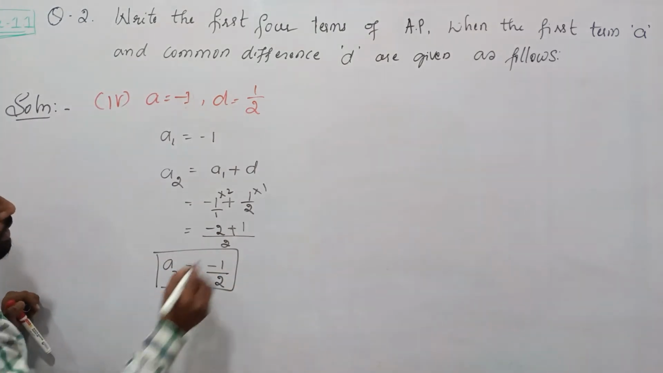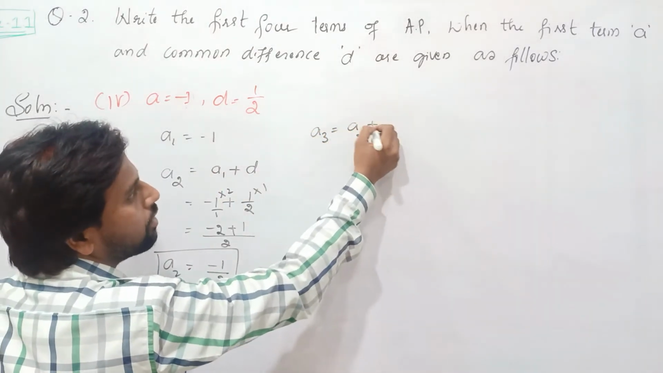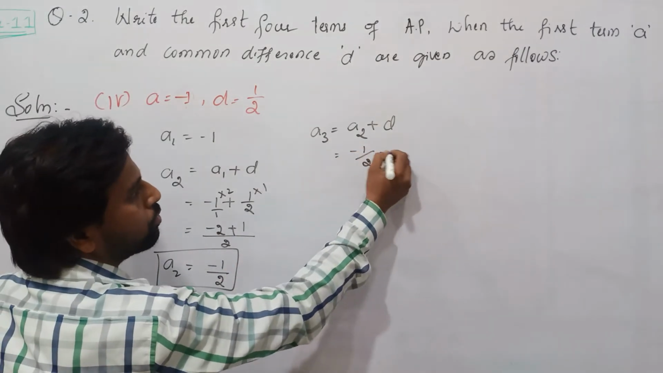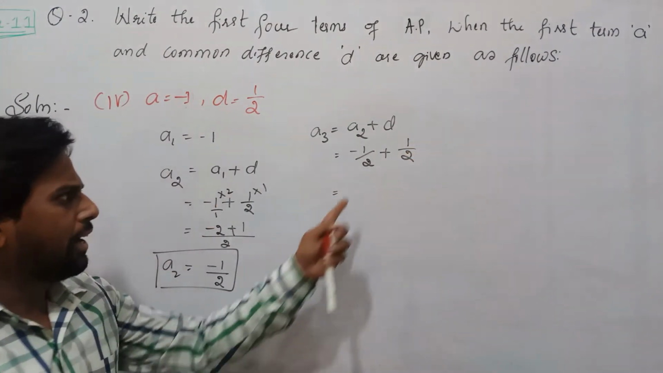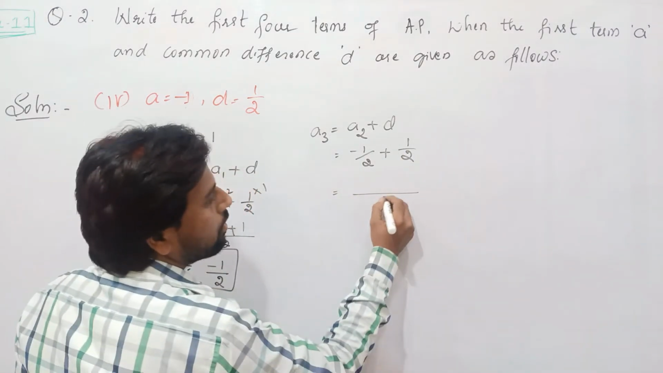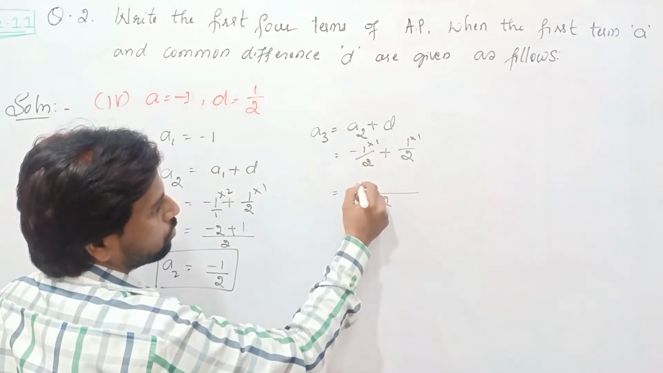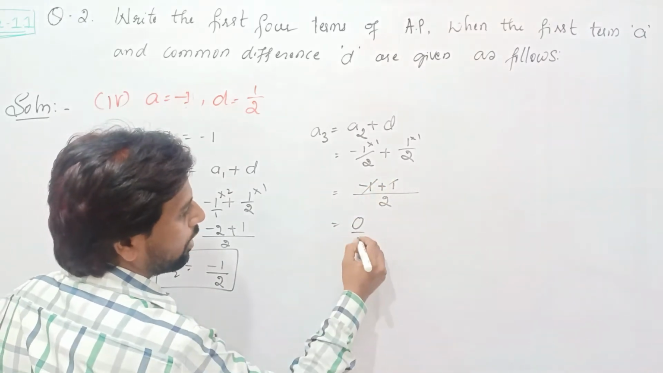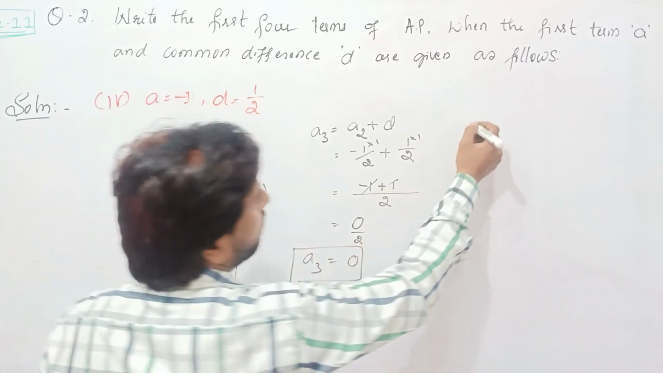Same thing with A3 you should find here. A3 is how much? Same thing you do. A2 plus D you should do. So what is A2, students, here? Minus 1 by 2 plus what is the common difference? 1 by 2. Students, you can directly cancel here. Minus 1 by 2 plus 1 by 2 directly cancel. But even if you want to solve the same way, the LCM is 2. 1 1, so minus 1 plus 1. So minus 1 plus 1 is cancelled. 0. So 0 divided by 2 is nothing but 0 only. So A3 is how much? 0. Same way you find A4.